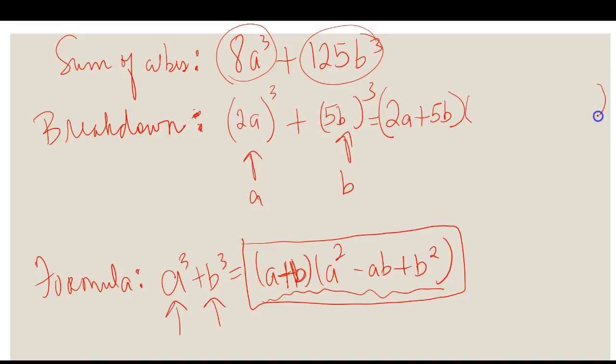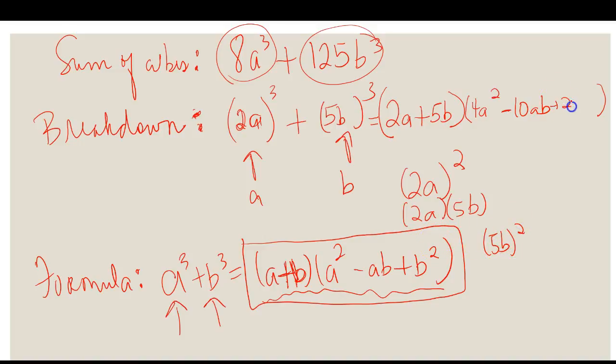Alright, so let's go to the second parenthesis, square the a. And notice that a is not just a, it's also 2a. So if we squared 2a, let me write that out. If you squared all of that, you get 4a squared minus, then multiply a times b. If you multiply 2a times 5b together, you get 10ab. And then you got to square your b. Well, our 5b is our b, so we got to square all of that, so we will get 25b squared. So your answer is 2a plus 5b times 4a squared minus 10ab plus 25b squared.